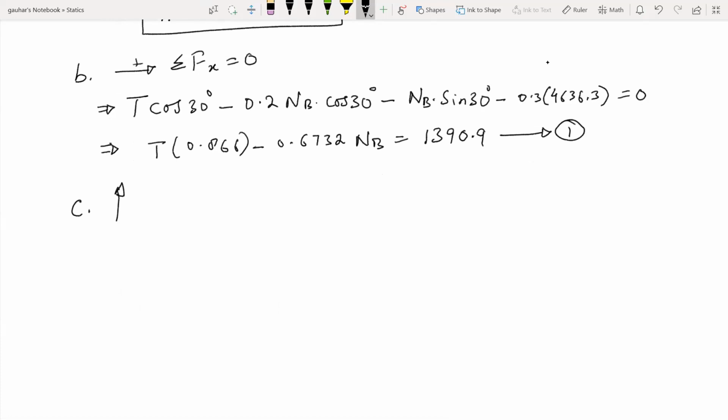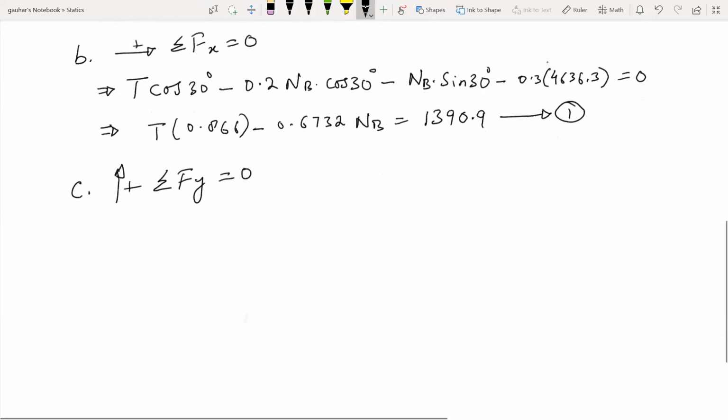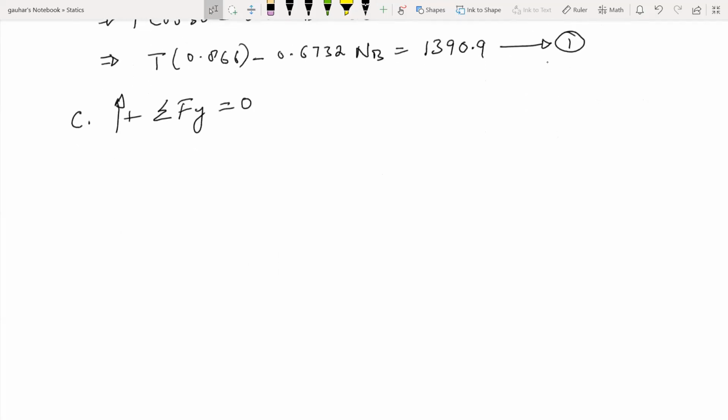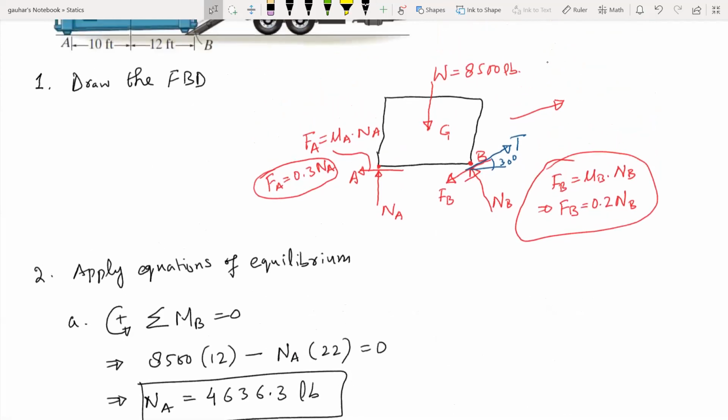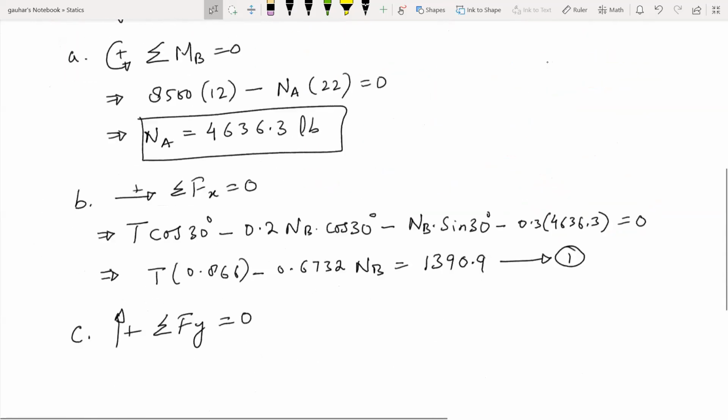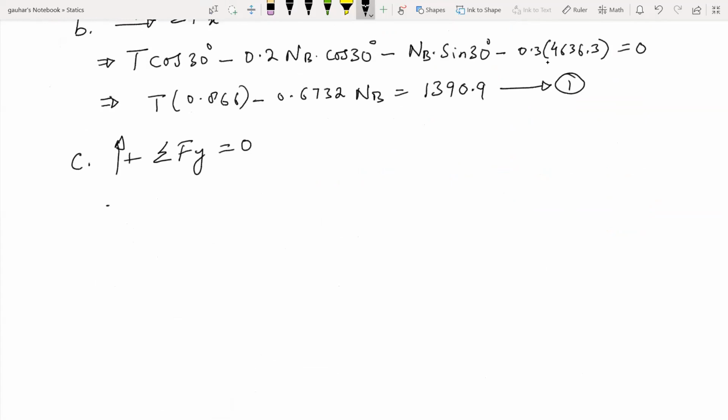Let's apply upward positive sign convention, sigma Fy equals 0. Okay, if you do that, what forces do we have in y direction? We have the weight, we have N sub A, we have the y component of N sub B, we have the y component of T, we have the y component of F sub B, right? So we have so many forces. So let's include them all, and let's write the equation of sigma Fy.